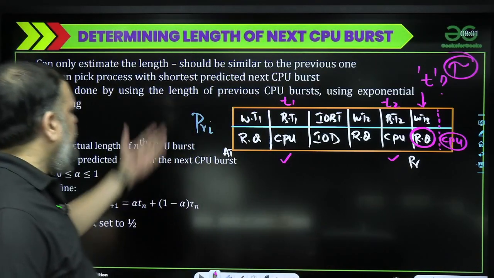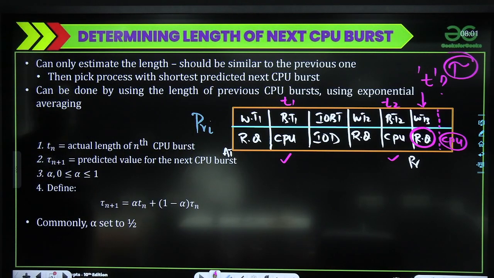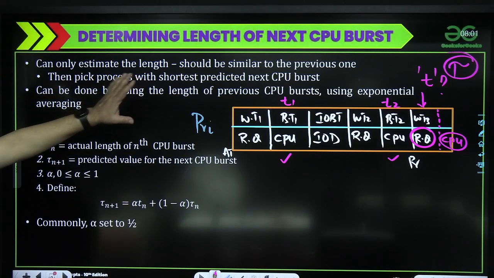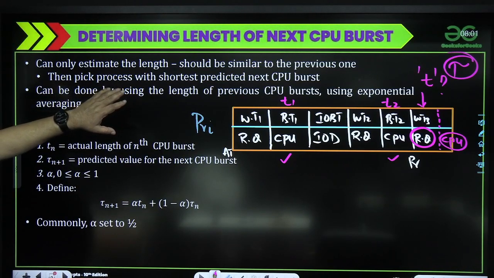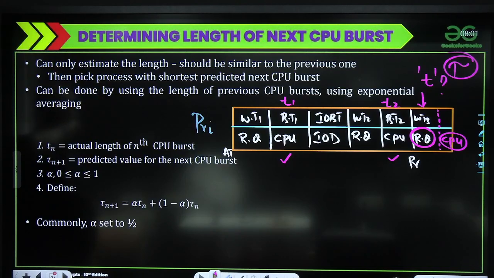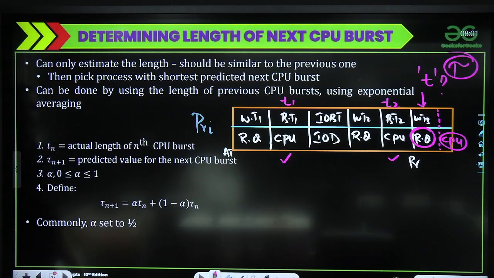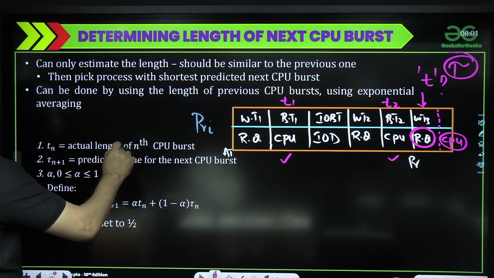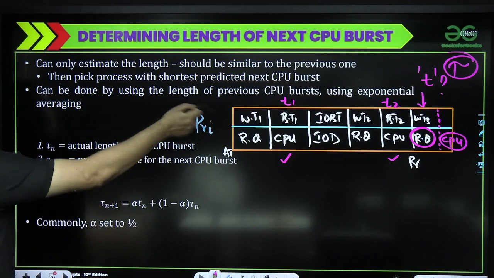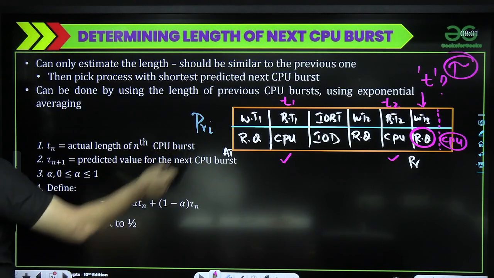If you look at this framework here, essentially you can understand this ideology. We can only estimate the length, which should be similar to the previous one, then pick the process with the shortest next CPU burst. This can be done by using the length of previous bursts using exponential averaging. So the idea is like this. Let Tn be the actual length of the nth CPU burst: T1, T2, T3. Tau n plus 1 is the predicted value of the next CPU burst.